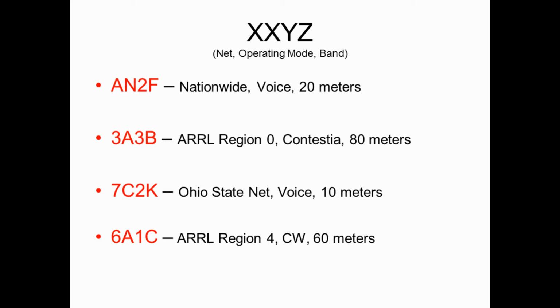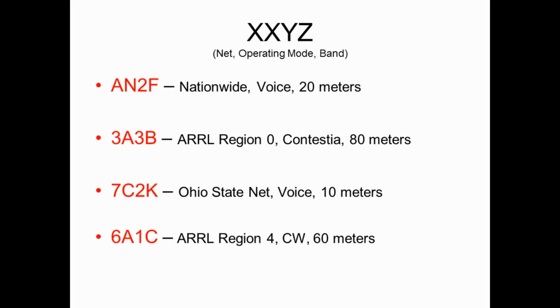Now that I've defined the four symbols utilized in the net naming schema, I'm going to show some examples of how you would use this net naming guide and apply it to radio communications. To open a nationwide 20 meter voice net, I would call Alpha November 2 Foxtrot, Alpha November 2 Foxtrot. This is net control. Over.